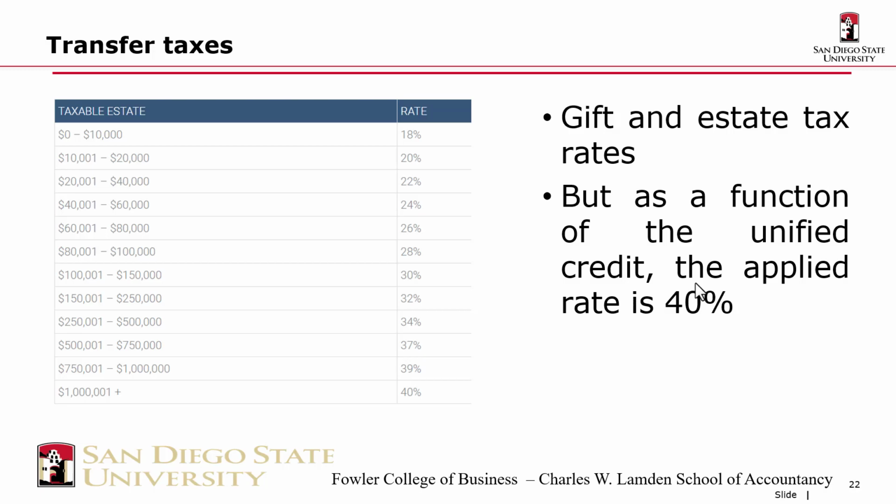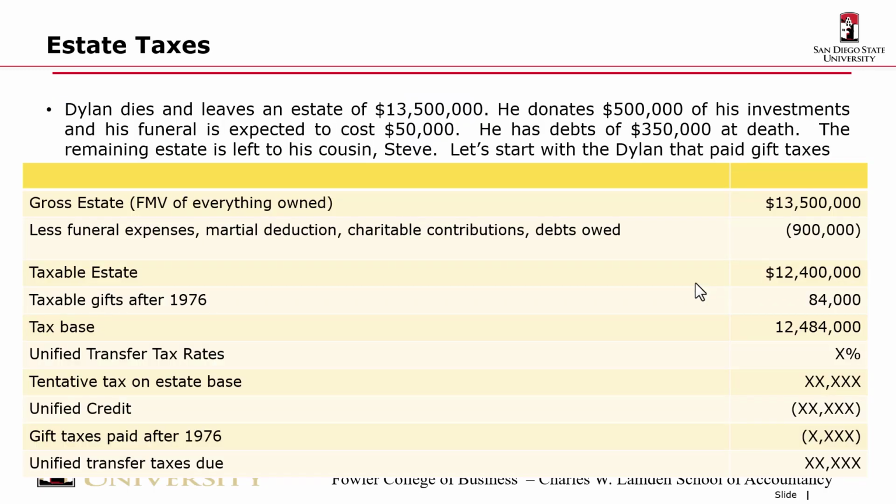Okay, so Dylan dies. So the Dylan who gave our $100,000 gift, let's say last year, right? So in 2021. He dies, leaves an estate of $13,500,000. He donates $500,000 of his investments. His funeral is expected to cost $50,000, and he's got debts of $350,000. The remaining estate is left to his cousin Steve. That's me. So I wish.